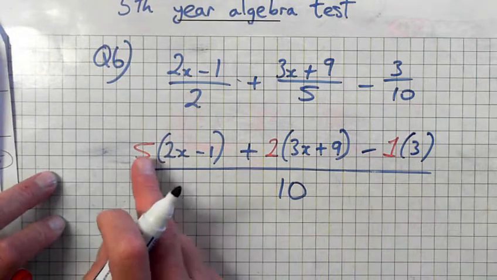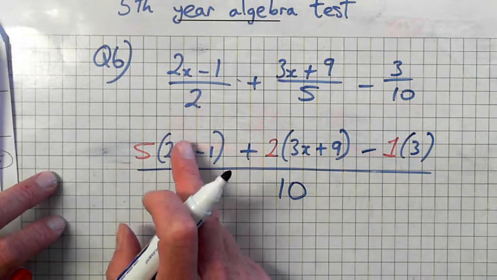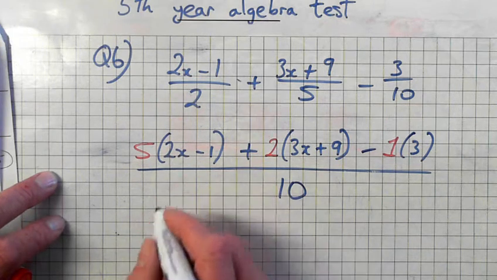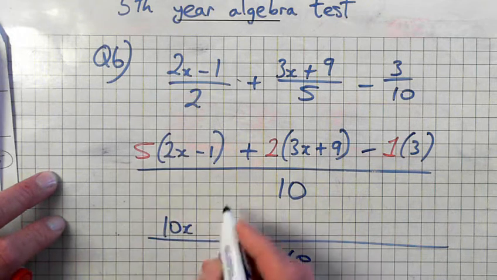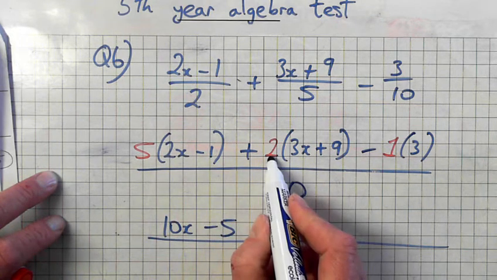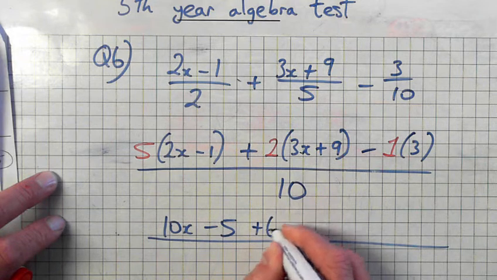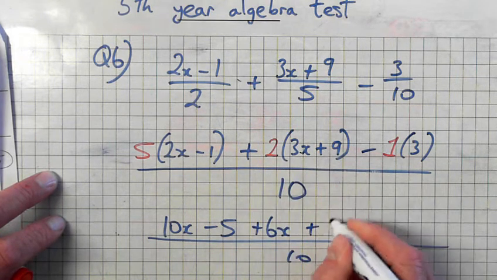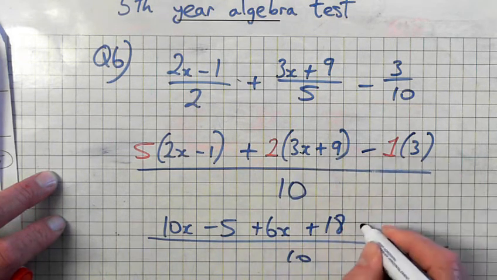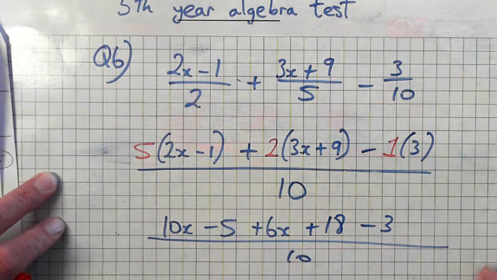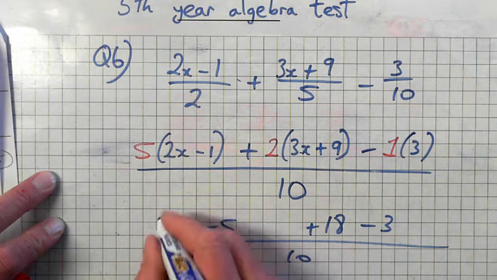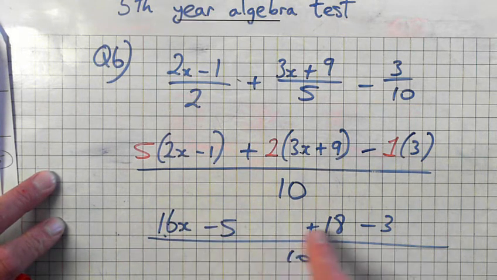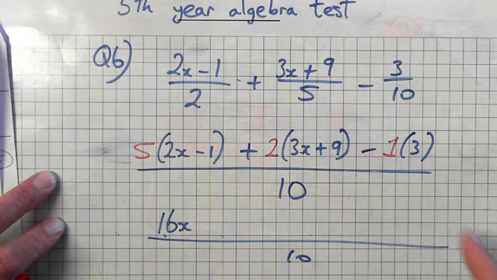Now we multiply the top line. 5 times 2x is 10x. 5 times minus 1, minus 5. Plus 2 times 3x. Plus 2 times 9. Minus 1 times 3. Okay. So if we add the 6x and the 10x we get 16x. And then we've got 18 minus 5 is 13 minus 3.